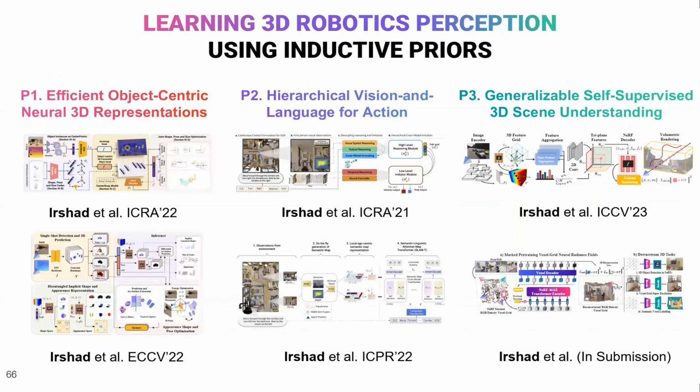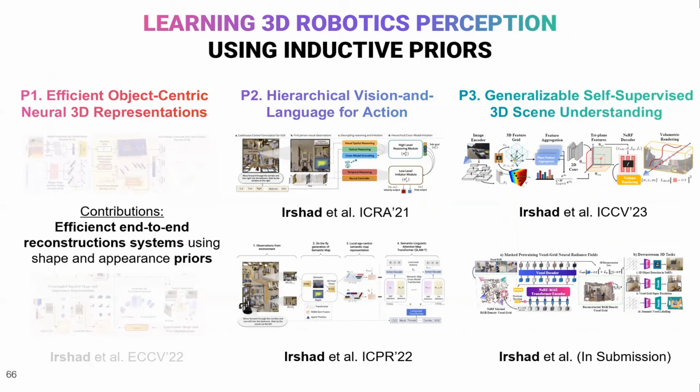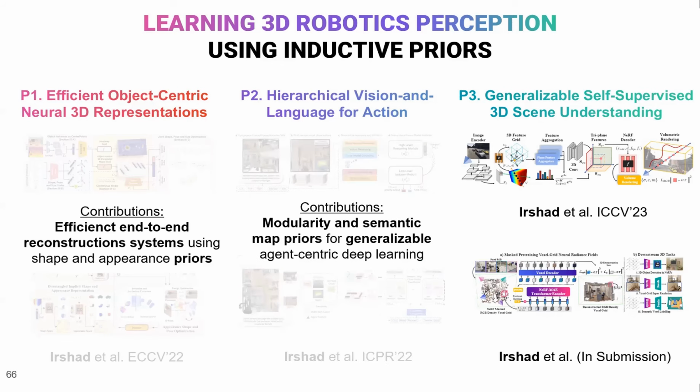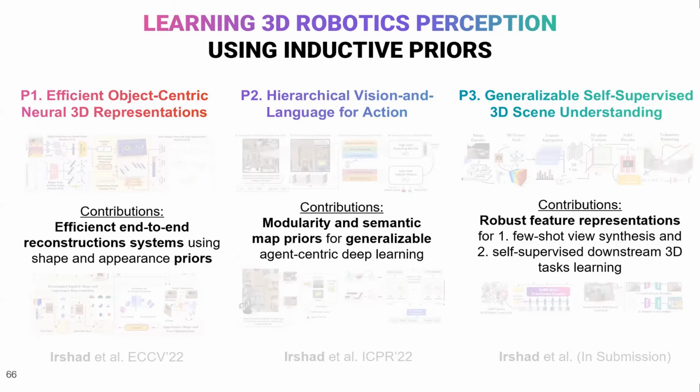As a conclusion, we discussed three major thrusts. For the first work, we focused on efficiency, especially for end-to-end systems. For the second work, we focused on modularity for improved generalizable systems. And lastly, for the third work, we focused on robustness of features for two important 3D tasks.